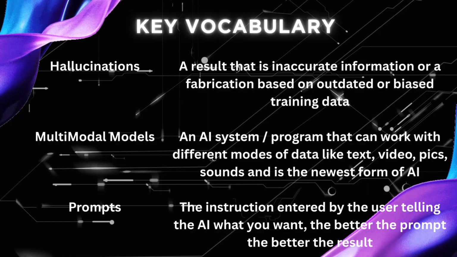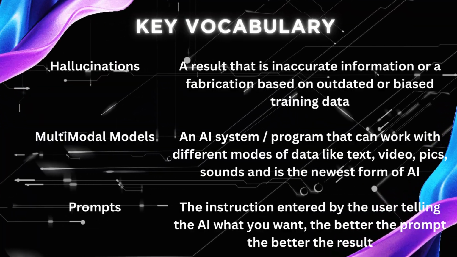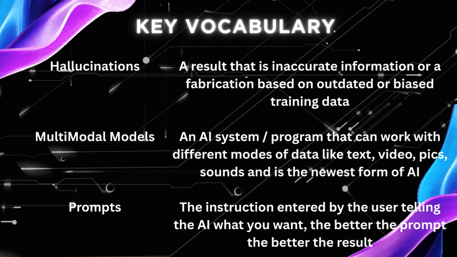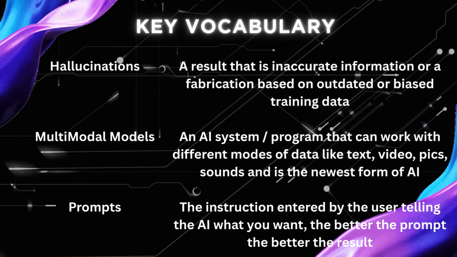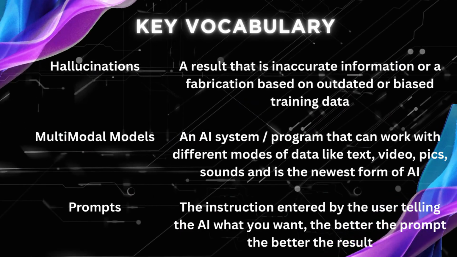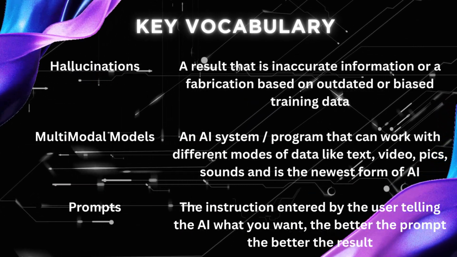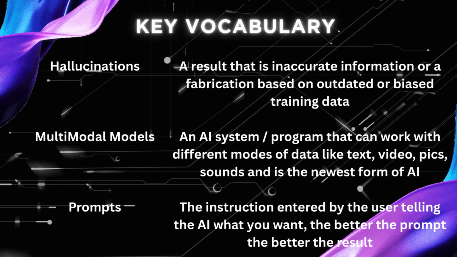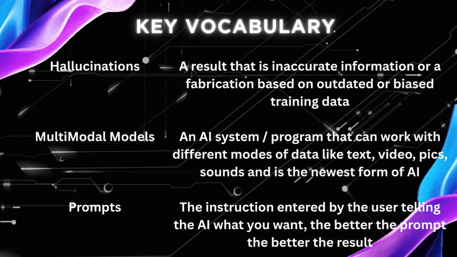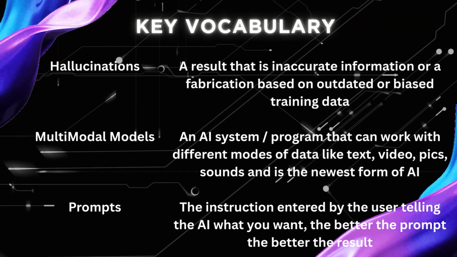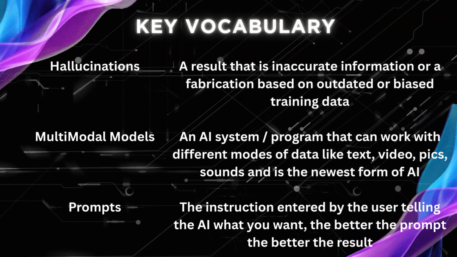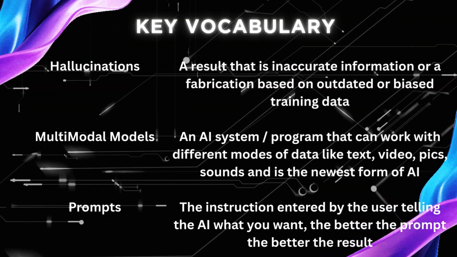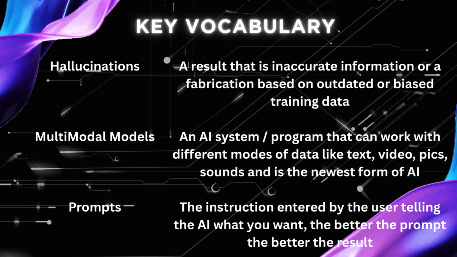There are some key vocabulary we wanted to cover today in relation to AI. The first up is hallucinations. These are when AI produces information that sounds confident but is incorrect based on outdated or biased training data. When you are working with generative AI, always ask it to cite its sources and give you links that you can use to verify the correct and real information.